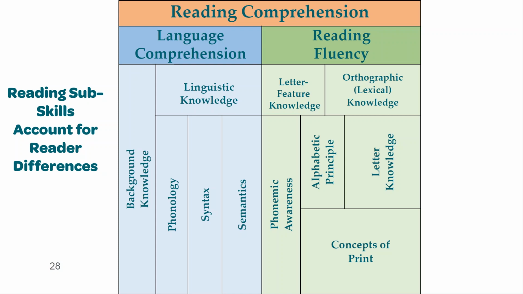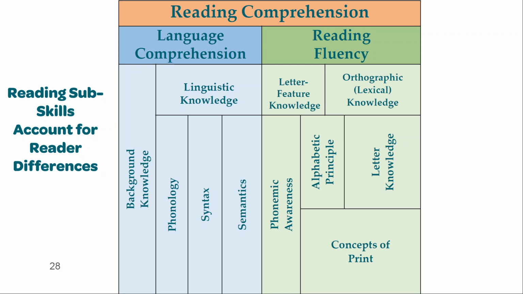So let's think about a little deeper subject, the reading subskills that account for differences between readers. You can look at this chart that I have, with reading comprehension being the ultimate outcome. That's why we do all of this, decode words and focus on fluency, so that we can make meaning of what we read. You can think about the left side, which is language comprehension. You can think about semantics, syntax, letter-to-sound correspondences, or what we call phonology, the idea of background knowledge, the idea of linguistic knowledge, just knowledge around words. All of this goes to make language comprehension.